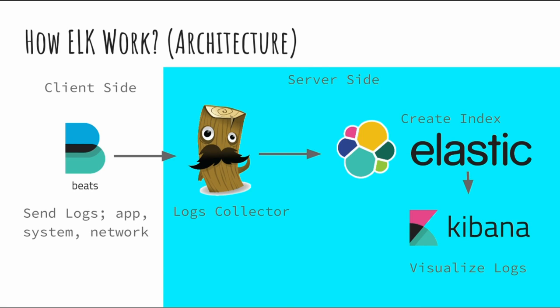So this is a diagram. Basically, on the client side, they're using Beats to collect syslog from application, system, or network, and then send to the log collector. This is Logstash, which then pushes to Elasticsearch. So Elasticsearch creates the index, and Kibana just presents logs after Elasticsearch finishes creating the index.